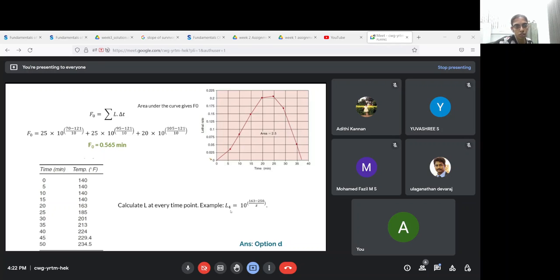Say for L4, that is at 15 minutes, your temperature will be 163. So 10 power 163 minus 250. So in Fahrenheit, your reference temperature is 250 and not 121. So 163 minus 250 divided by Z.